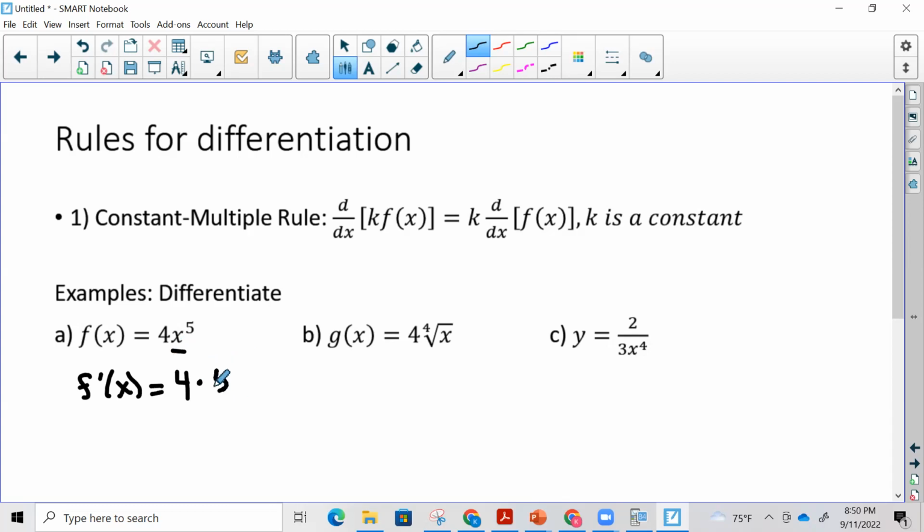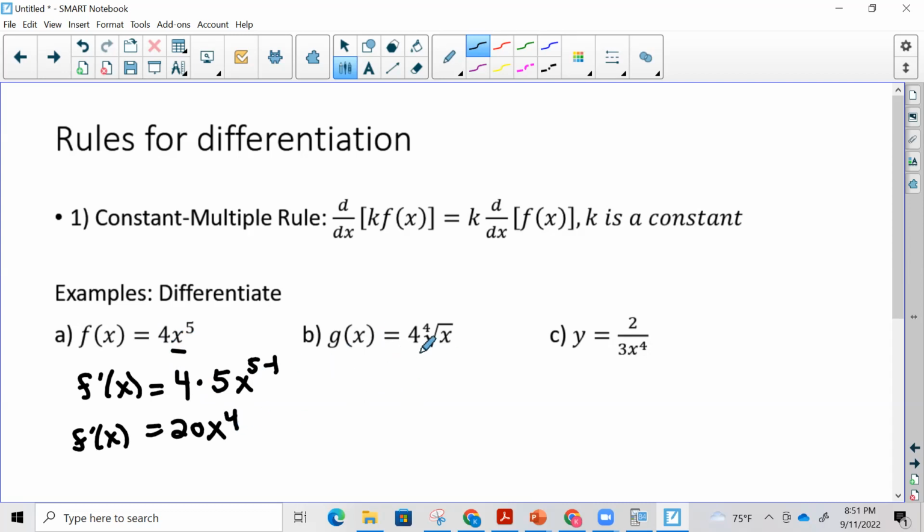So we bring down the 5. We have x, and then again, we subtract 1. Now, most students, once we get comfortable with this, just multiply the number, the coefficient, by the exponent. So it's 20x to the 4th. And especially as we go along, that's generally how I do it. I won't show that I'm multiplying them.